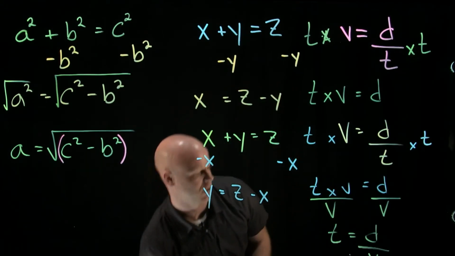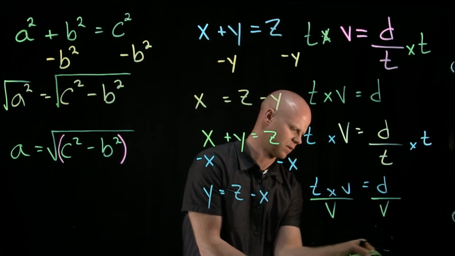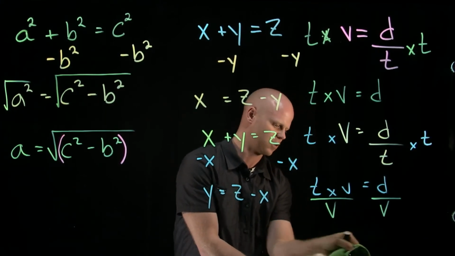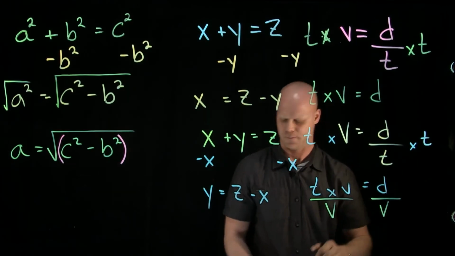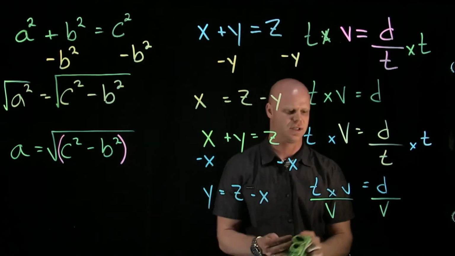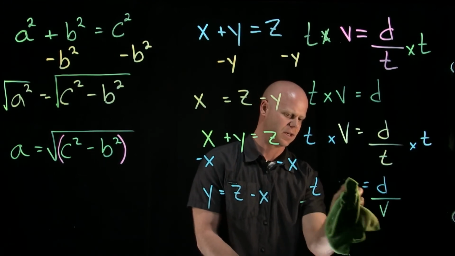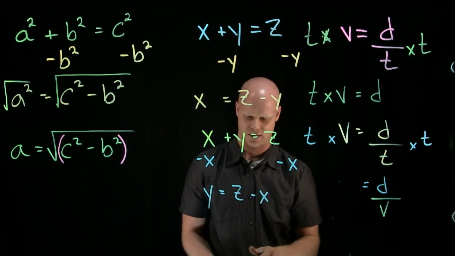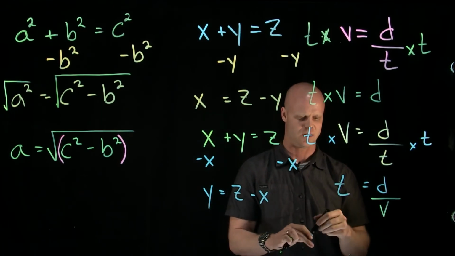You might not be able to see that very well, so I'm going to write this again, it dropped off the side there. Once these cancel out, the formula that I would be left with is t is equal to d over v.